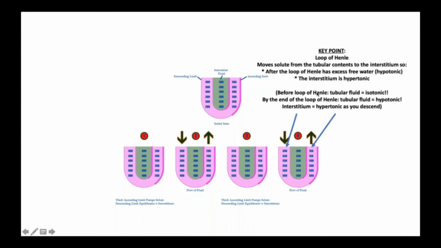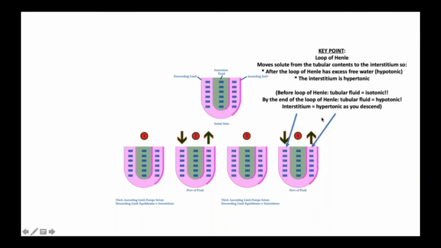But ultimately what happens, so this is a little confusing. Honestly, you may want to spend some time sitting down and thinking about it for a bit. But for now, the key point is this. The loop of Henle moves solute from the tubular contents to the interstitium. By doing so, after the loop of Henle, there's excess free water, right? So it's hypertonic, and the interstitium becomes hypertonic. Before the loop of Henle, the tubular fluid is always isotonic, always. By the end, the tubular fluid is hypertonic. The interstitium is now hypertonic. That's it. That is what we are just trying to explain.